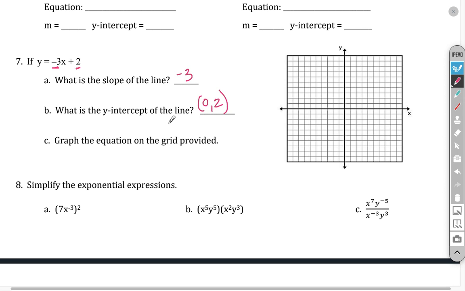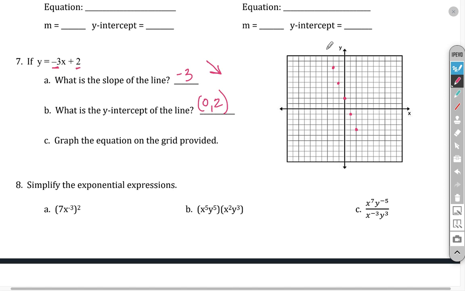So it says to graph the equation on the grid provided. So let's start with a point that we know is on there, which is 0, 2. Right, then we can work with our slope. Notice our slope is negative, so we're going to be decreasing. So we're going to be going down and over and up and to the left. So we're going to go down 3, 1, 2, 3, and over 1. Down 3, 1, 2, 3, and over 1. For the sake of the video, I'll do one more. So up 3, 1, 2, 3, and over 1.